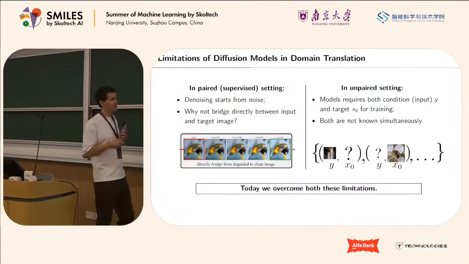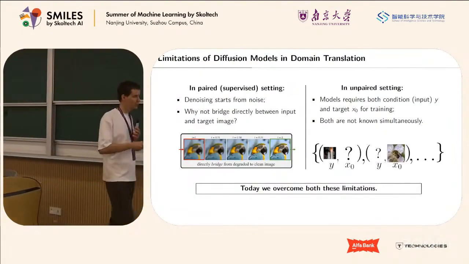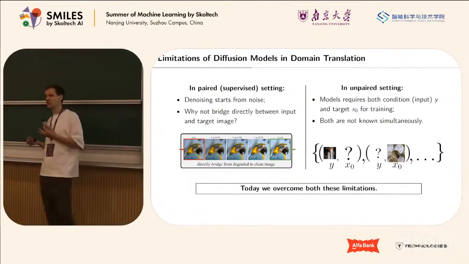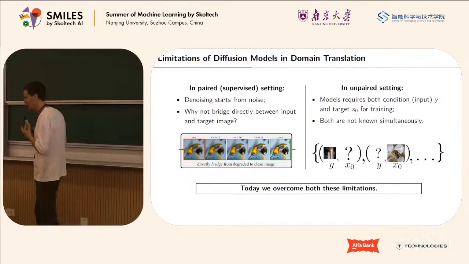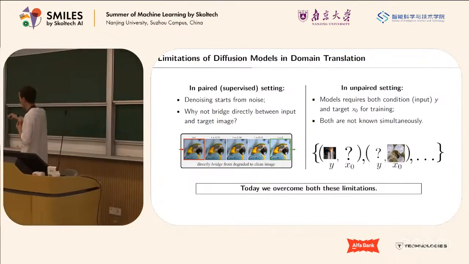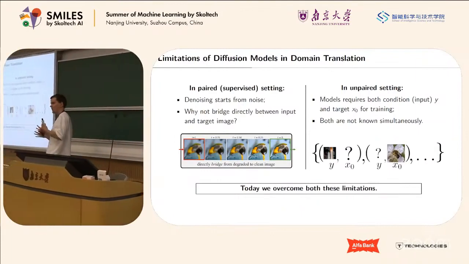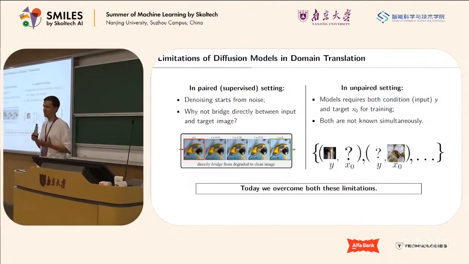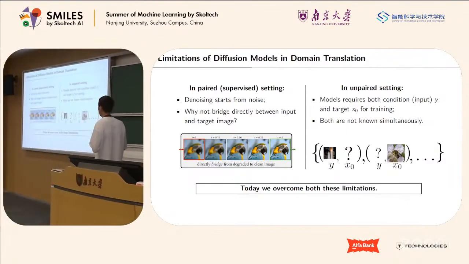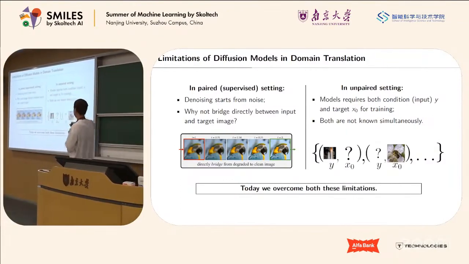Okay, but this is about the paired setting. When you have pairs, you can just train a conditional diffusion model for this case. But what about the unpaired case? If you do not have pairs, what is the main problem? In fact, all these conditional diffusion models are just not applicable for the unpaired case. Why? Because to train your model, you need pairs. But in the unpaired setting, you do not have pairs.